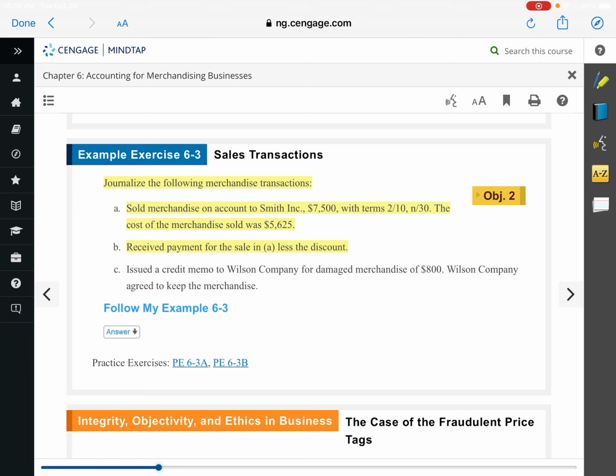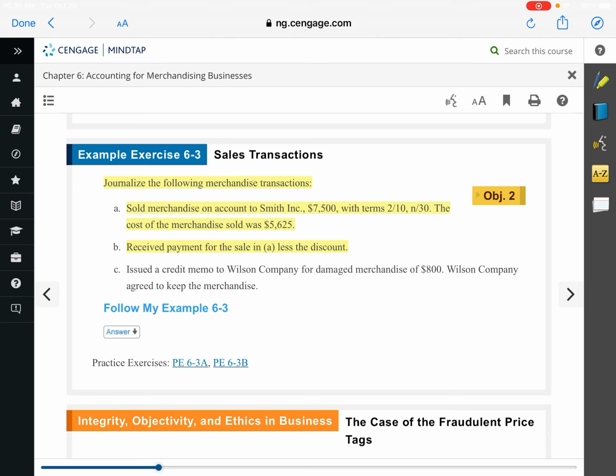And then for the second entry, we know that because we made this sale, we have to recognize the cost of the merchandise that we sold. And then we also have to get rid of this merchandise inventory that we are selling. Okay, so before we put any dollar values in, that is what our journal entry should look like. Now we just need to figure out what dollar values go in there.